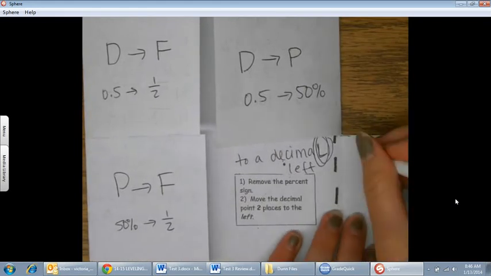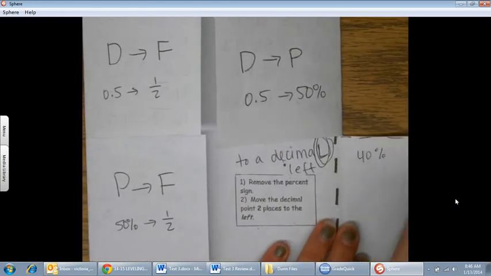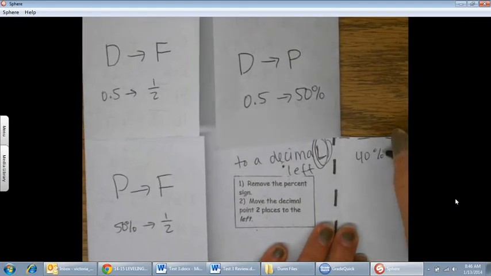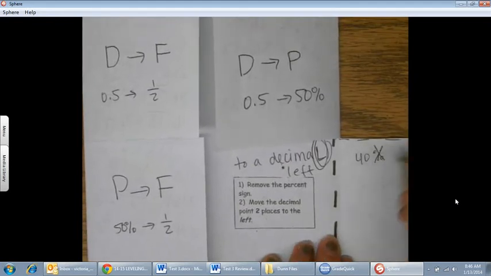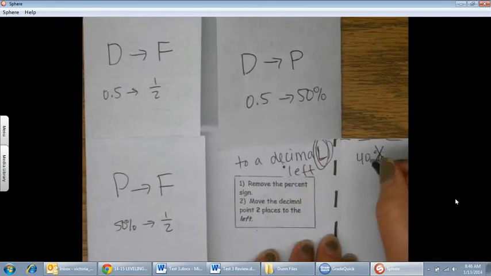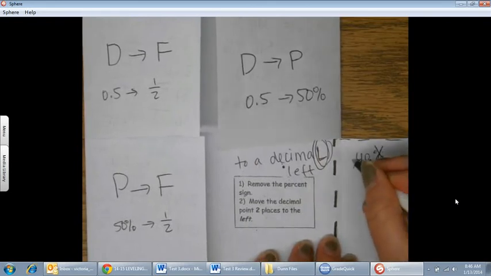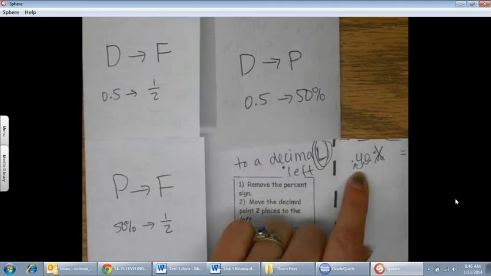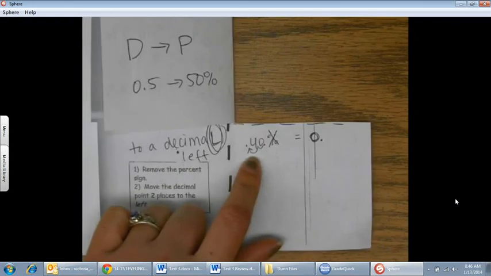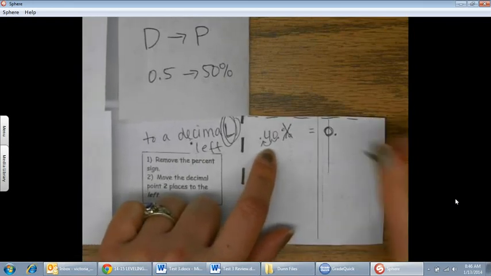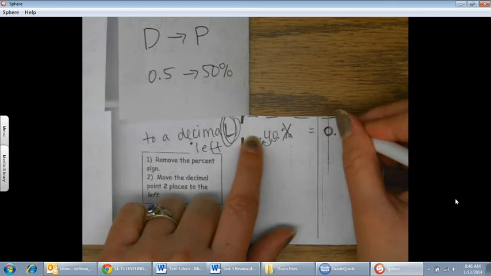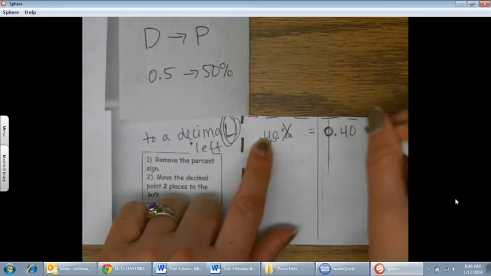So, we're starting at a percent, 40%. You cross out your percent sign. You put your decimal in where it belongs if it's not already in there, which is at the end of the 0. And then you move it 2 spaces to the left. In this case, we always put 0 as a whole place value if it doesn't have a whole number already. And then it would be 0.40, which is the same thing as 0.4. You don't have to have that 0 on at the end.